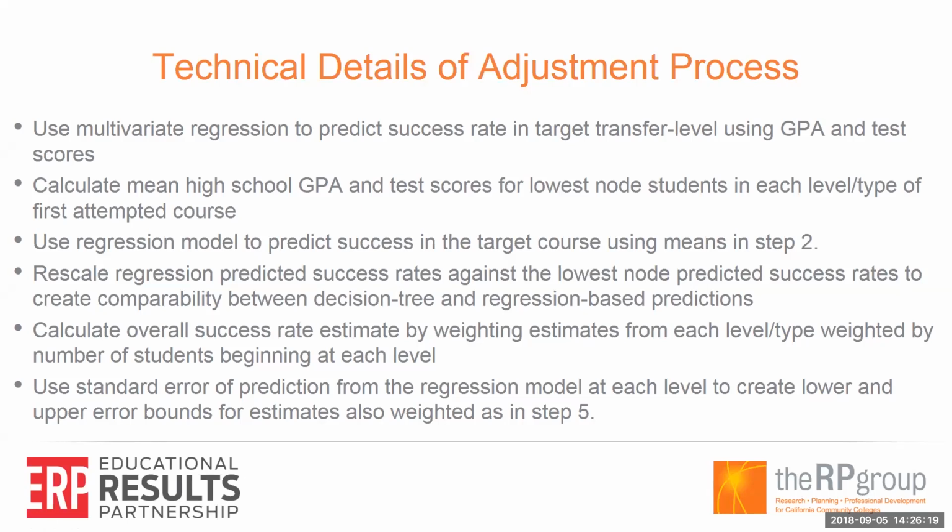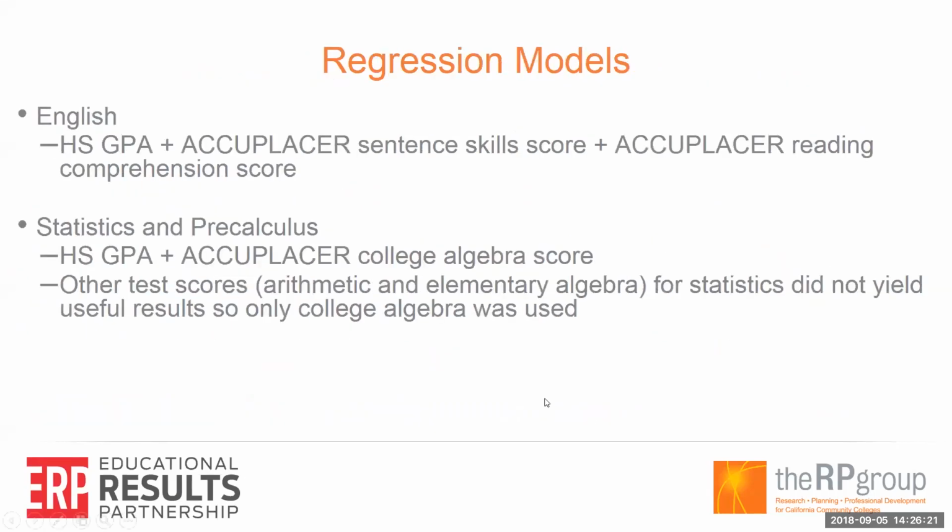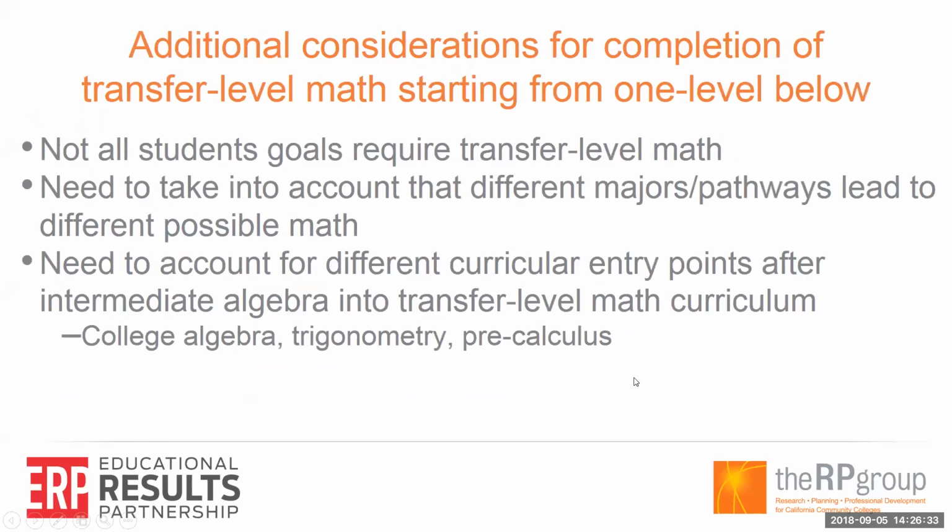And so if we go to the next slide, you can see the model itself for English and statistics and pre-calculus for the target courses that we're testing. For English, we had the high school GPA, and then from AccuPlacer, the sentence skills and the reading comprehension. And then for statistics and pre-calc, we actually wound up using just the college algebra score because the arithmetic and elementary algebra scores really didn't do anything useful for us and just muddied the waters a bit.